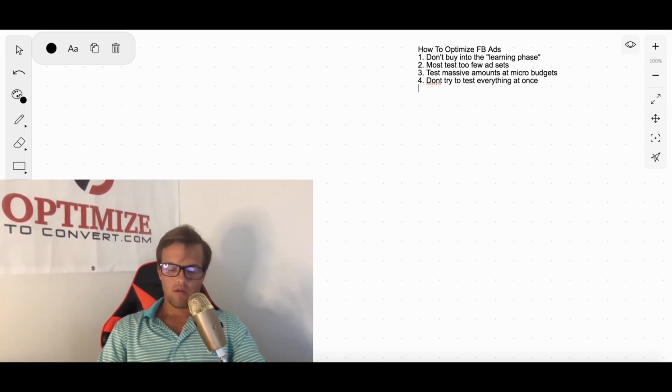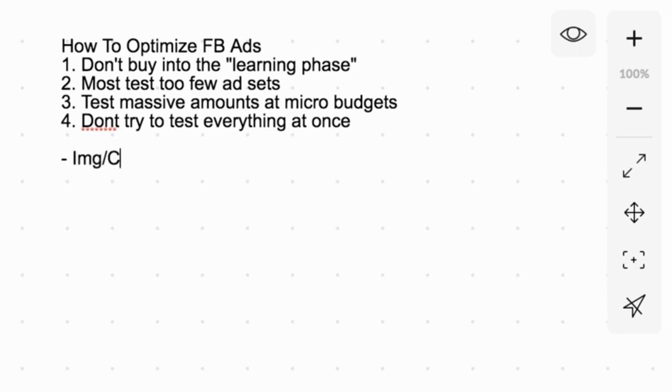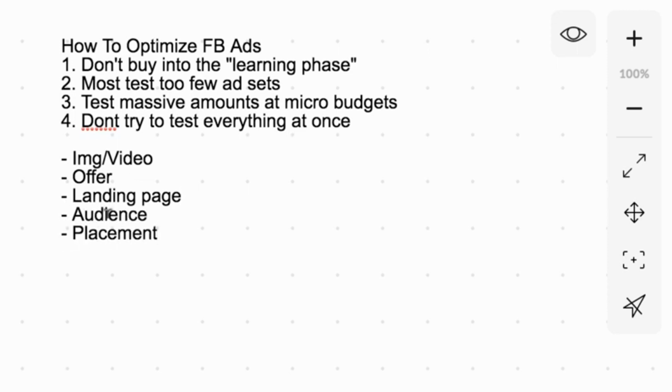The different components of what we're testing are the image or video that you're using, of course the offer that you're promoting, the landing page that you're sending the user to, like a pre-sale page, also the audience it's running to, and also the placement where it's actually running. So Facebook, Instagram, Audience Network. A mistake that people make is testing too much at once.